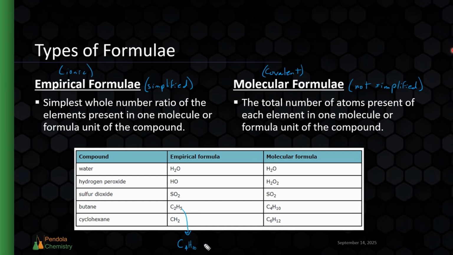Other compounds with this empirical formula could include things like C4H10, which is butane. We could have C6H15, which is hexane. We could have C8H20, which is octane, so forth and so on. So these are actual compounds that exist, all with different molecular formulas, but the same empirical formula.